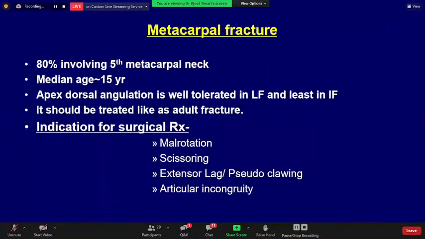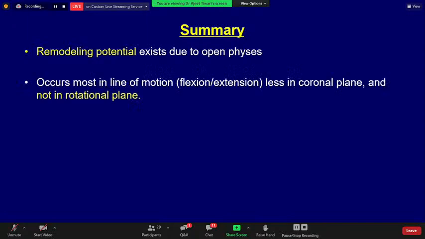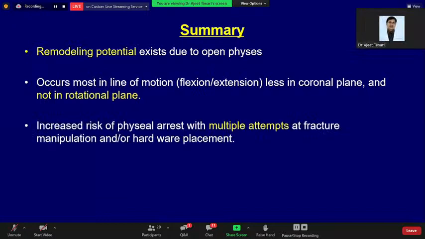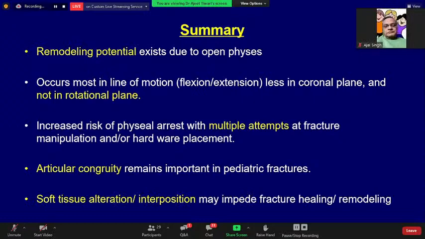Then the metacarpal fractures should be treated as adult fractures. They happen around 15 years of age. I want to summarize that the remodeling potential exists due to the open physis, and occurs most in the line of motion, basically flexion and extension, less in the coronal plane, and not in rotation. There is an increased risk of physeal arrest with multiple attempts at fracture manipulation and hard wire placement. Articular congruity remains important in pediatric fractures. Soft tissue interposition may impede fracture healing and remodeling and may require open reduction.